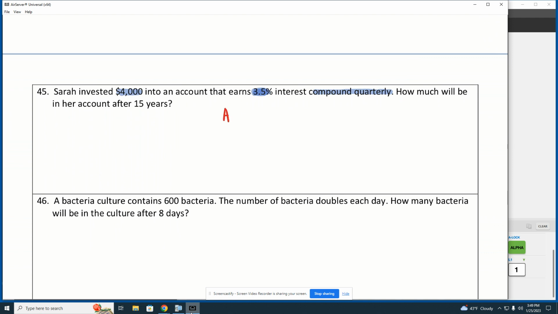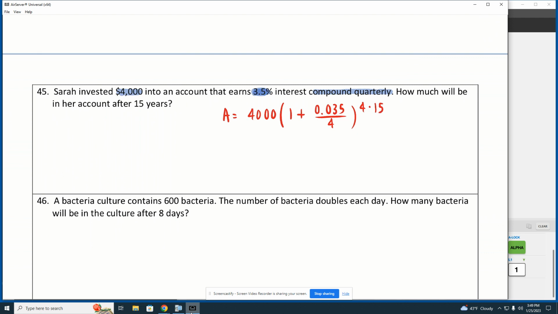So here we go. A equals P, that's 4,000, times 1 plus R. That's 3.5%, or 0.035 over N. Well, guys, what is N? What does quarterly mean? It means that you're compounding it 4 times a year. And that's raised to the 4 times 15 power.